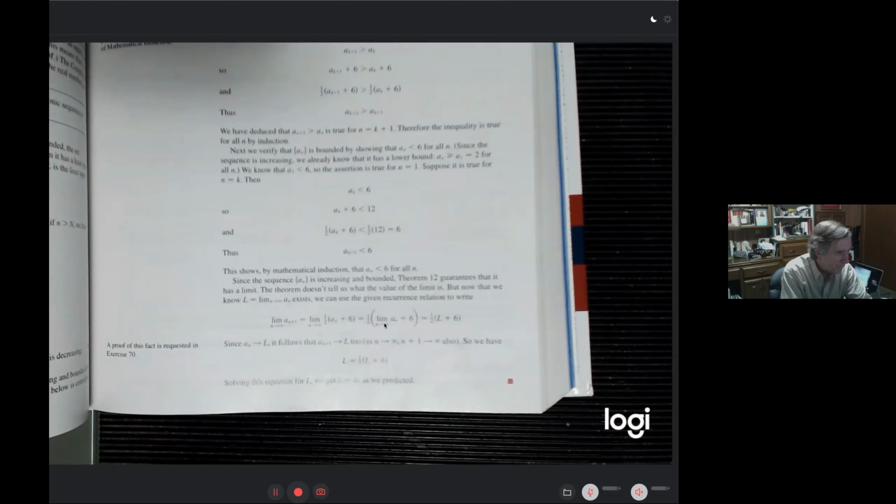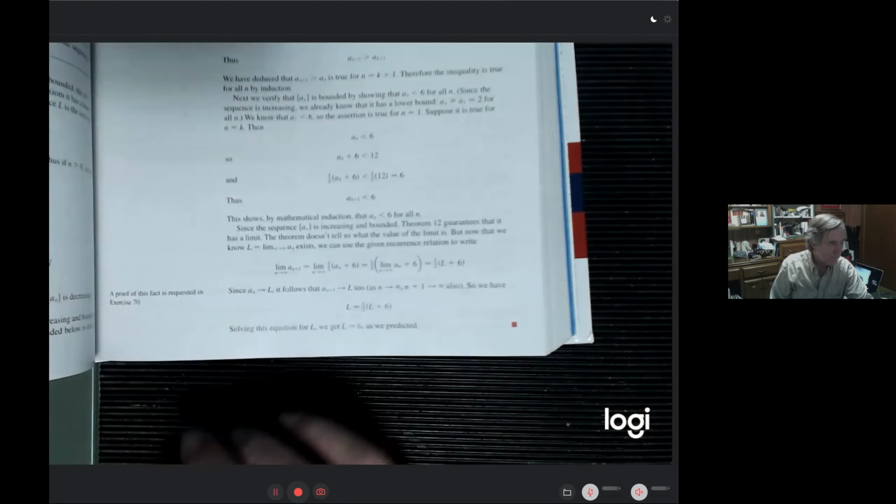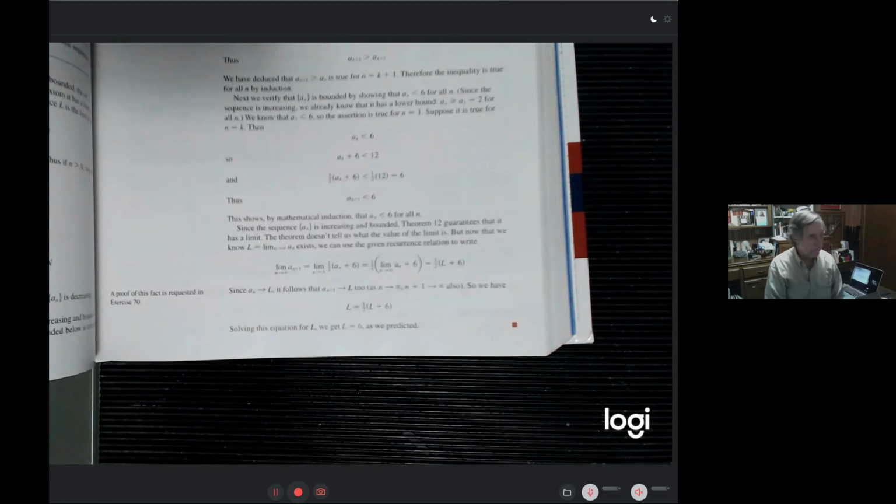Okay, so the limit is 1/2 of L plus 6. He says since a sub n goes to L, it follows a sub n plus 1 goes to L. And so in the end, L is 1/2 of L plus 6, and you can figure out what L is, which in this case is 6. Now, this is a pretty easy case, but the point is that once you've established that something exists, then you can use it.